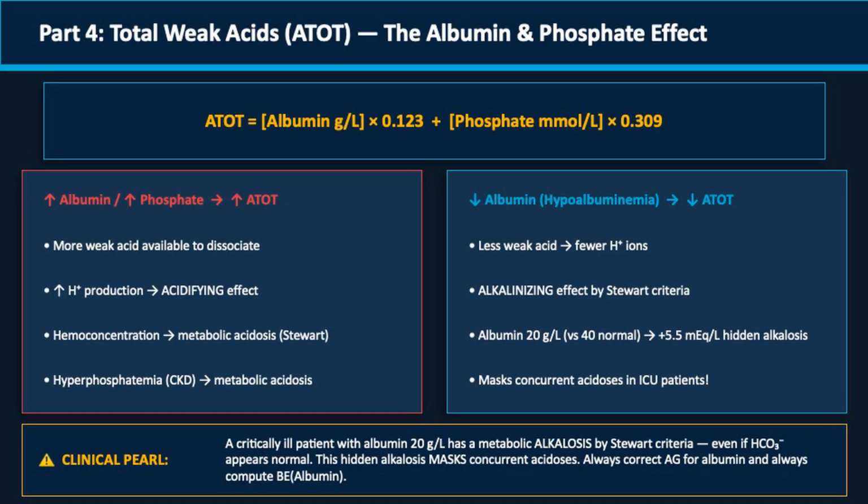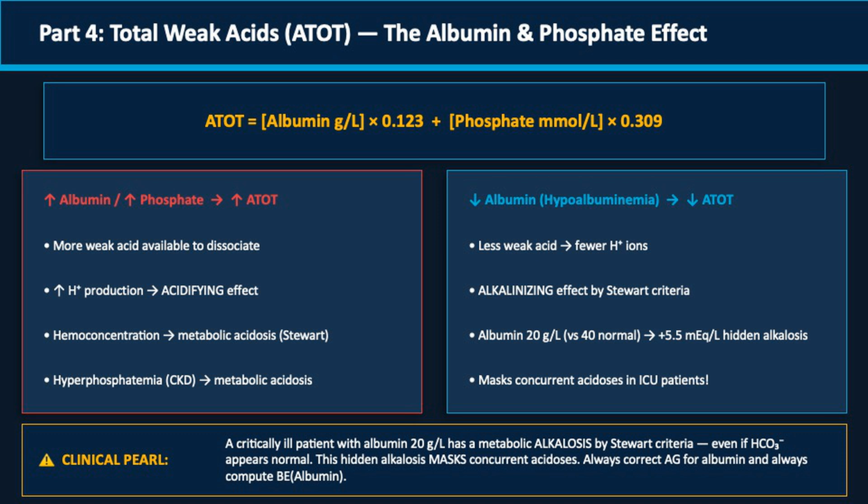Okay, this slide. This is where most trainees have their biggest light bulb moment. So pay attention. Weak acid, ATOT, is given by the formula albumin times 0.123 plus phosphate times 0.309. And albumin and phosphates, these are your weak acid buffers. So when albumin goes up, more acid is available. More hydrogen ion is produced, and the effect is acidifying. Similarly, when albumin goes down, less acid is available. There will be fewer H plus ions. The effect will be alkalizing.